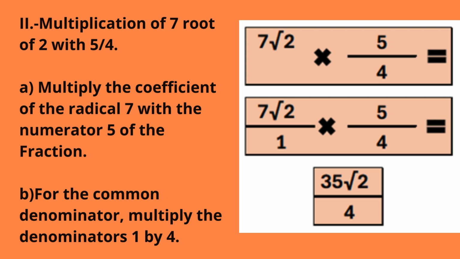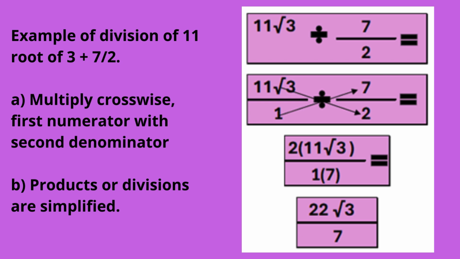Example of dividing 11 root of 3 by 7 over 2. A. Multiply crosswise, first numerator with second denominator. B. Products or divisions are simplified. Result 22 square root of 3 over 7.